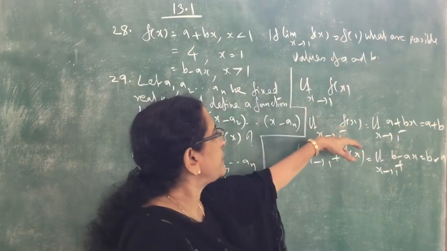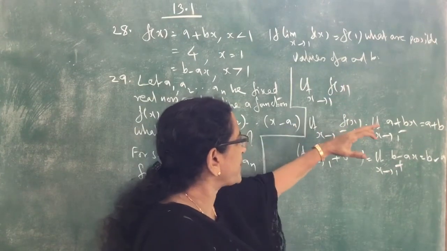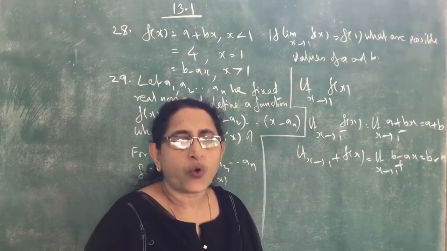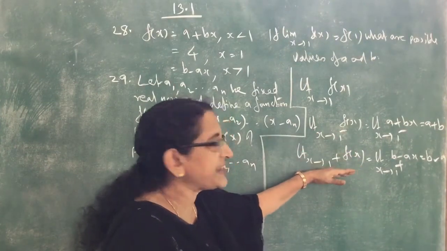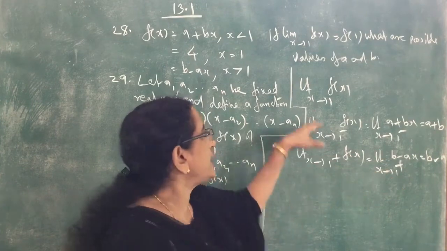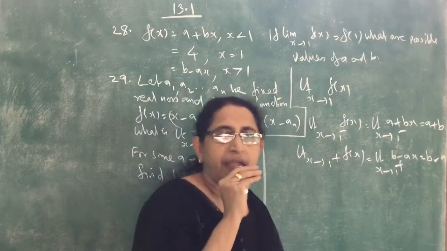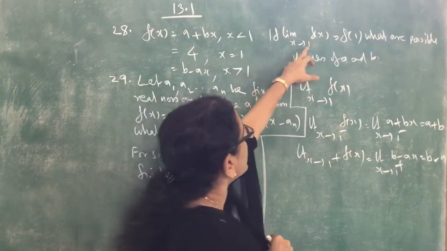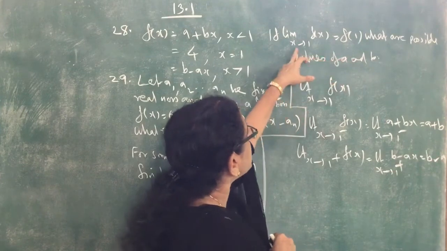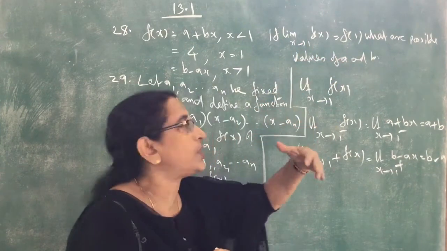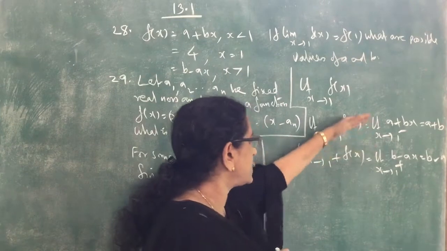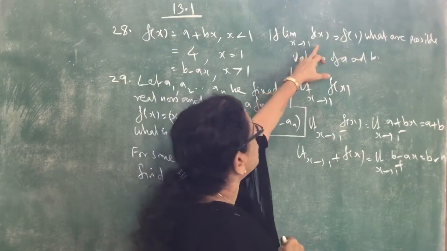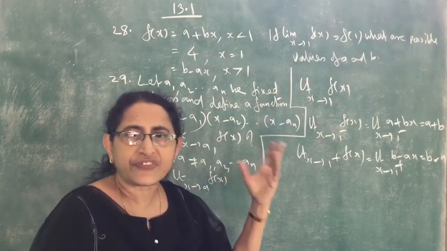And we know the limit as x tends to 1 of f(x) exists only if the left limit and right limit exist and are equal. So here, since it is given that the limit as x tends to 1 of f(x) equals f(1), the left limit and right limit both will be equal to f(1). So we found the left limit and right limit.